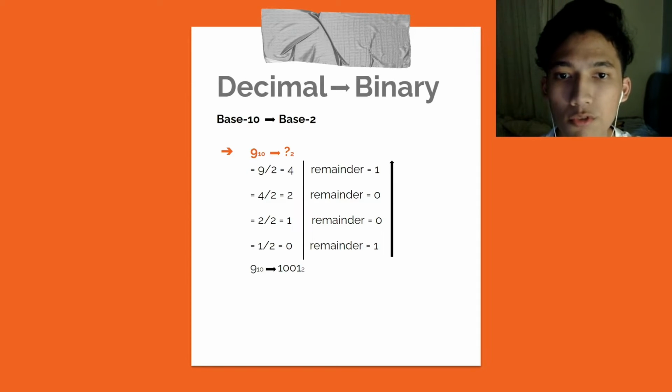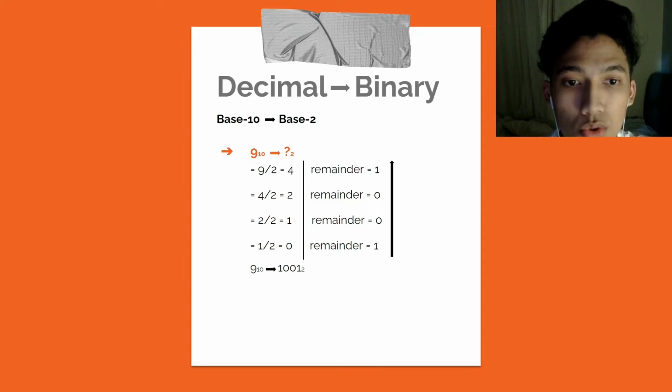Binary is base 2, so we're converting a number from base 10 to base 2. Therefore, we need to divide the number by 2. So in this example, we have 9. 9 divided by 2 is 4, and then we want to collect the remainder. The remainder is 1. And then 4 divided by 2 is 2, so the remainder is 0.